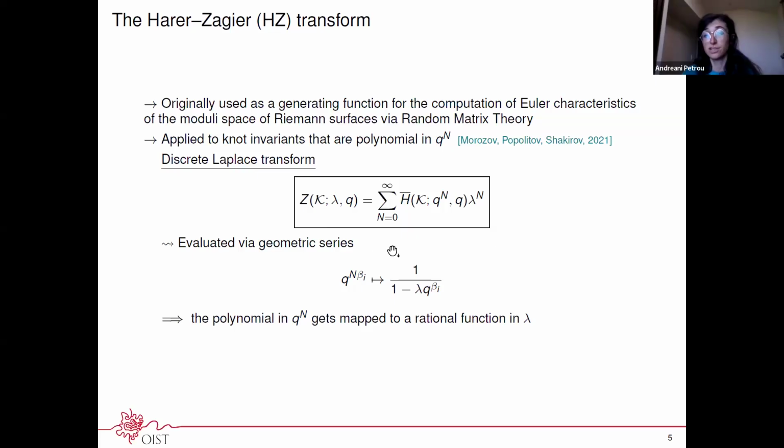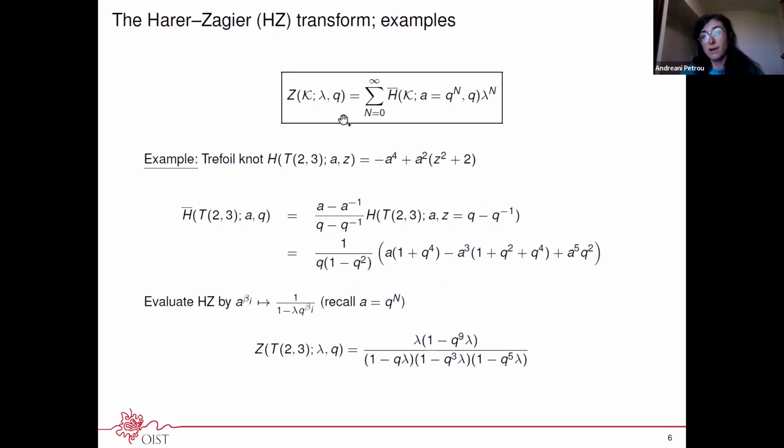So the effect of this transform is that it eats a polynomial and spits out a rational function in lambda. So let's see how it works for our favorite example. We had this HOMFLY polynomial that we computed earlier, and then we changed the variables, but leave a as it is for now, also multiplying by the overall factor. And now we have this result.